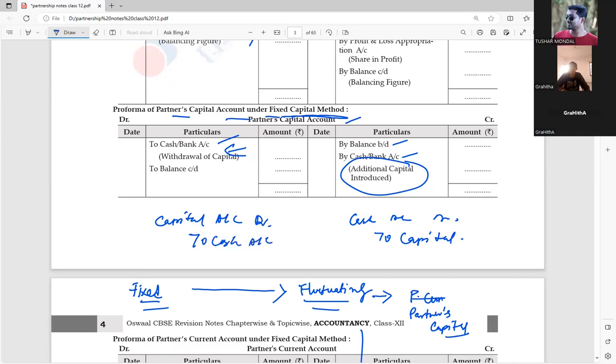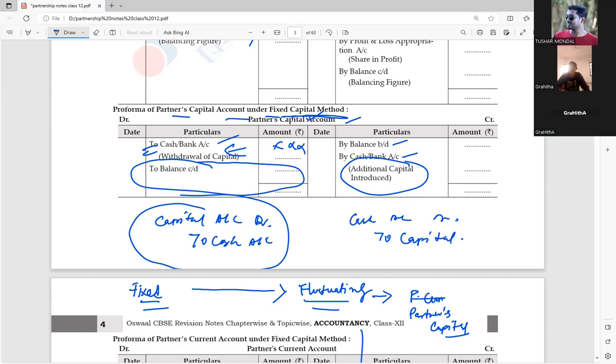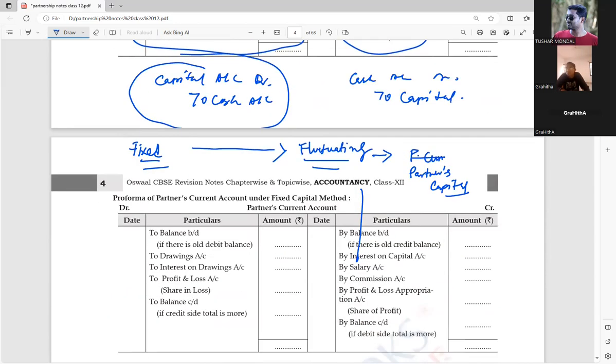Got the point? So now I am converting these things into a journal entry. Simple: capital account debit to cash account or bank account. Clear? Always two, always two. So this amount will come on that side. Tally it. What balance amount are we having here? This is the balance the firm is having. It is not a negative balance, it is a positive balance the firm is having.